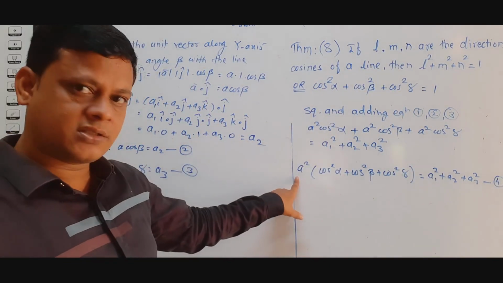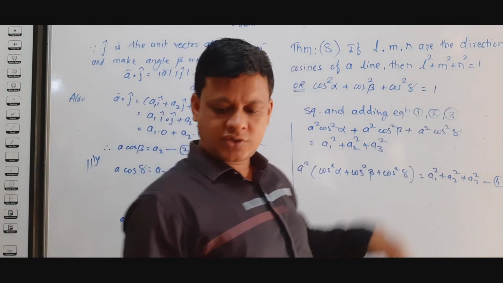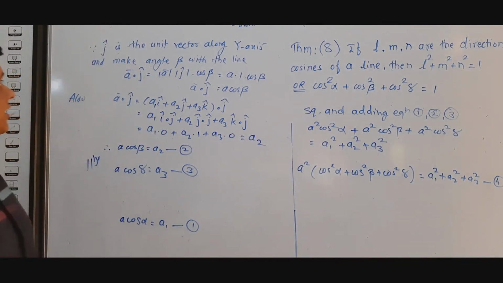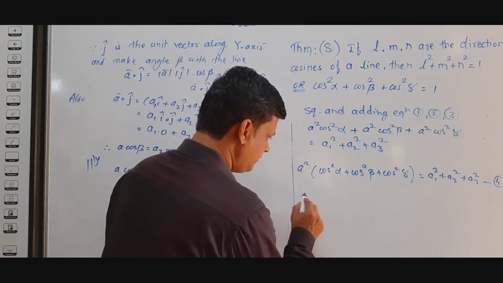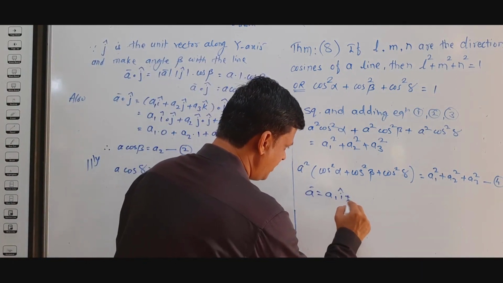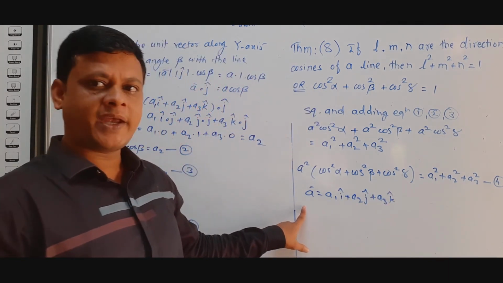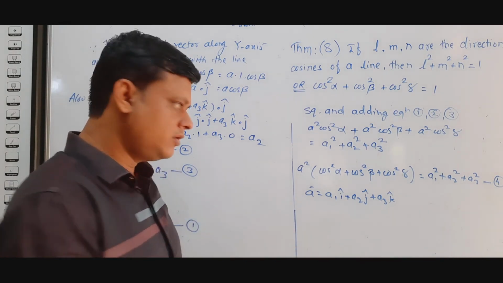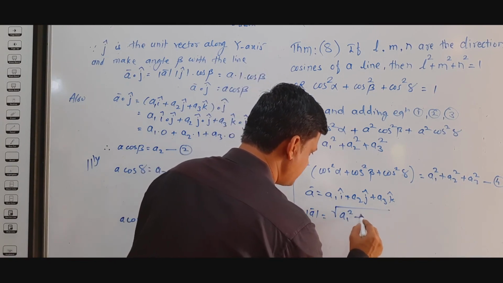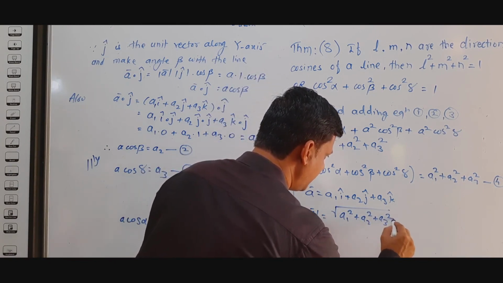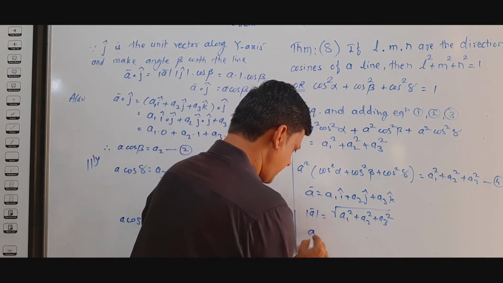Now we have to cancel this A square with this quantity so as to get 1. So consider a vector A bar equals A1 i plus A2 j plus A3 k. Take its magnitude, because A is its magnitude. So the magnitude of vector A is the square root of A1 square plus A2 square plus A3 square. This magnitude can be written as A only.